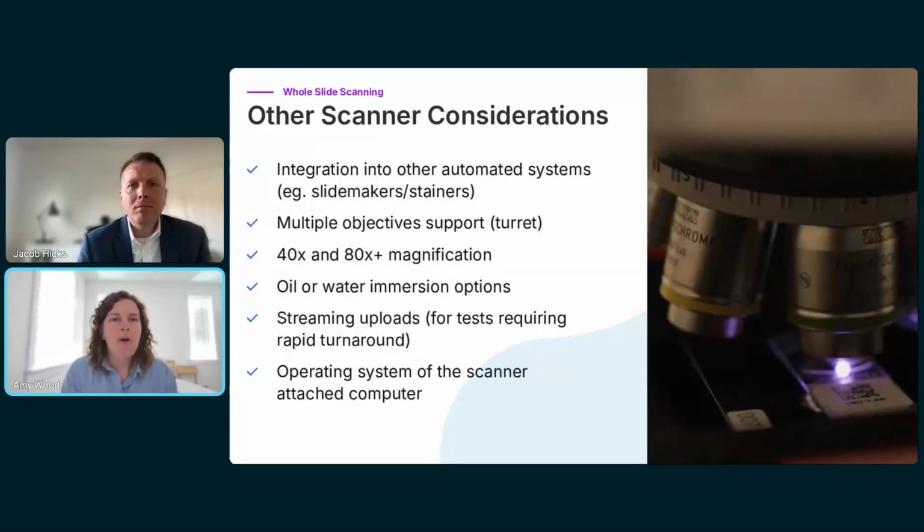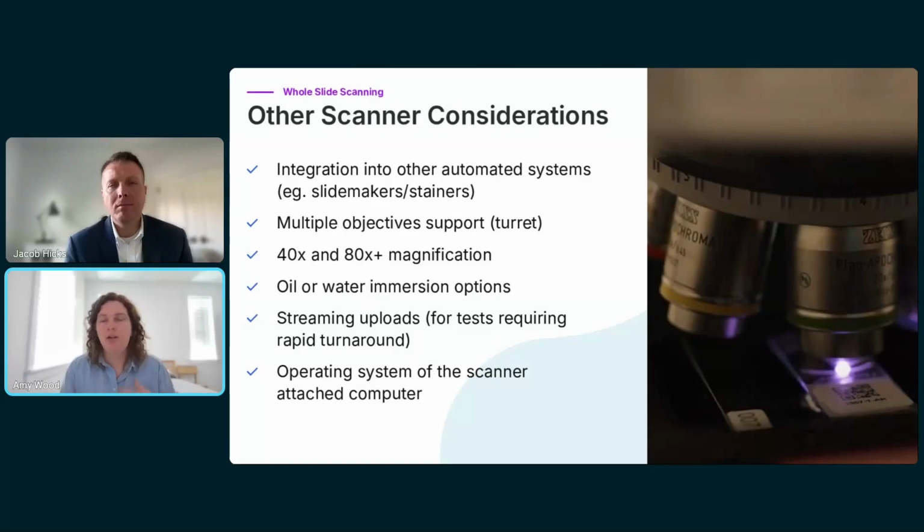Just a few more here. One is integrating with other automated systems. So if you have an automatic smearing machine or stainers or cover slippers, making sure that the prep method the lab wants to use is compatible with the type of scanner that we want to use to digitize. Another is being able to support multiple objectives. As you can see in this image here, we have some scanners that have multiple objectives in a turret, like we were used to seeing on a microscope. Others don't have that feature, and so making sure that we can match needs there is important.